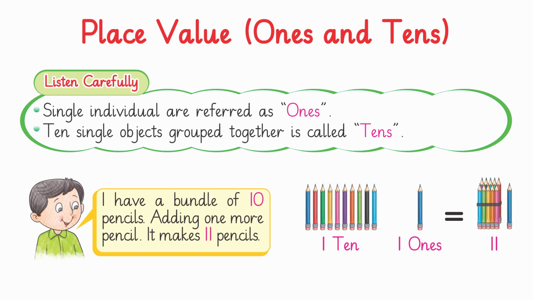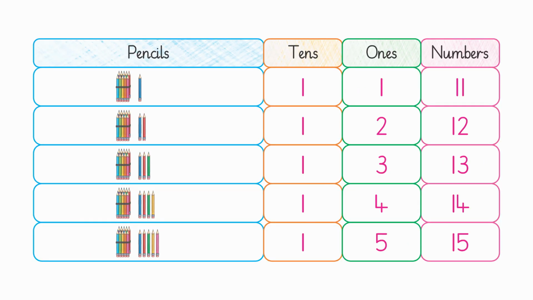I have a bundle of 10 pencils. Adding one more pencil, it makes 11 pencils. So we have 1 ten and 1 one. So it is equal to 11. So 1 ten, 1 one, 11.